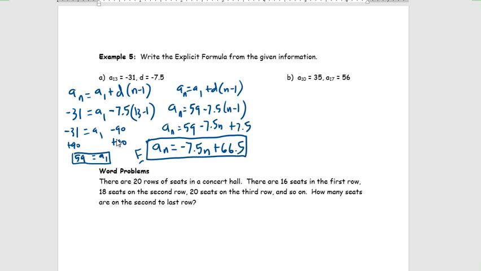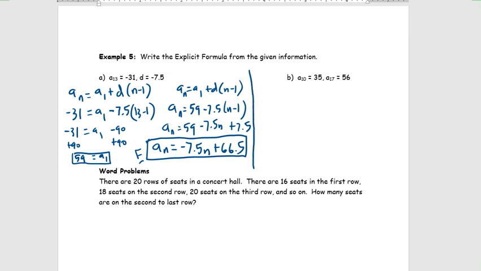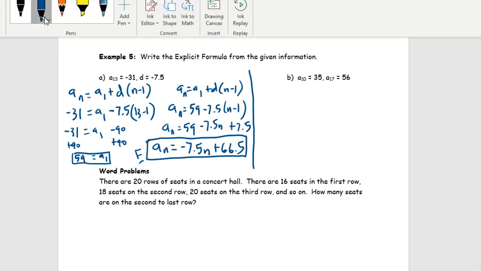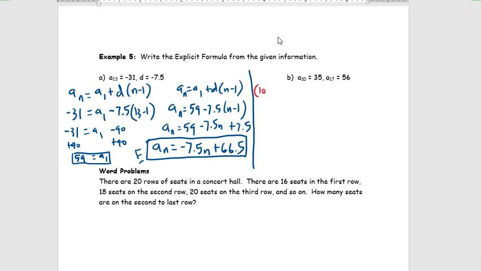All right, so part B, or example B, what do we have there? We have the fact that the 10th term is 35 and the 17th term is 56. All right, so what we're going to do is treat these like two ordered pairs, and we're going to find the slope, which is just the common difference in the sequence. So what we have here is an input of 10 with an output of 35, or the 17th term, that's an x value, being 56, that's a y value. So we can find the slope between these 2 points.